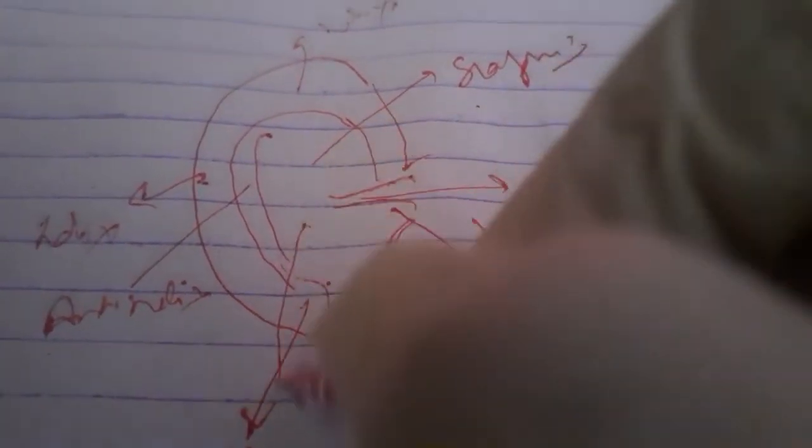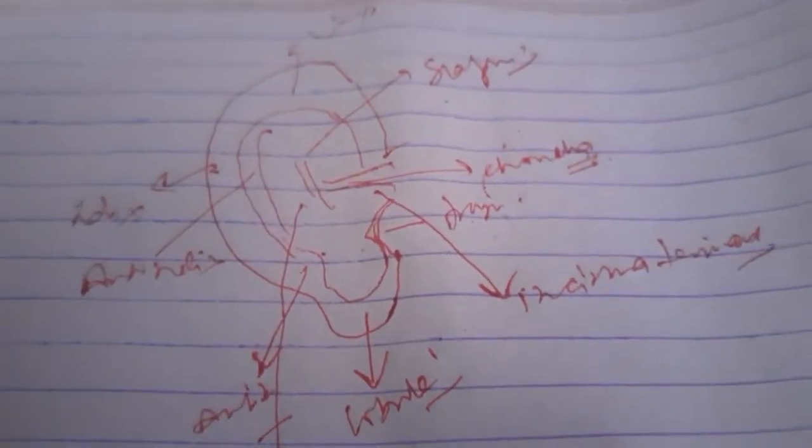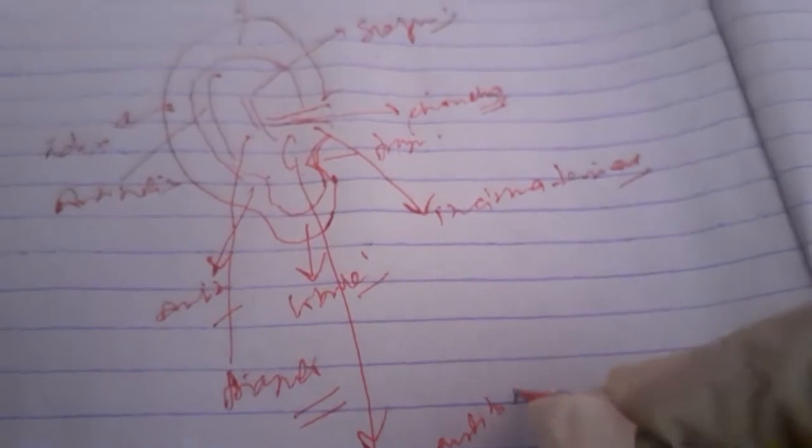This is the triangular fossa. This portion is triangular fossa, and this is our external auditory meatus. Opening of external auditory meatus. Okay.